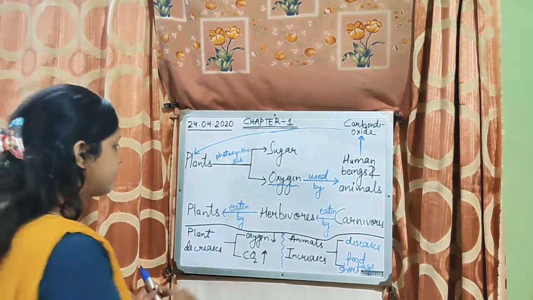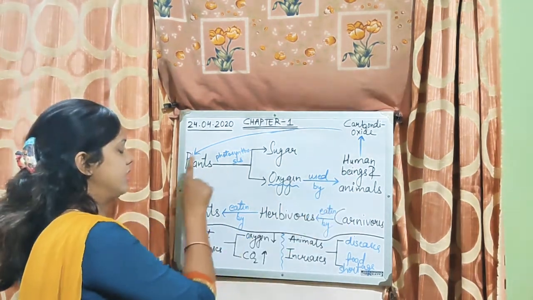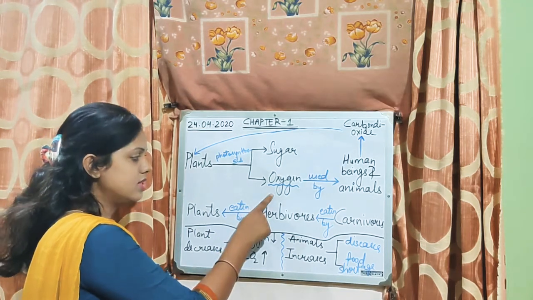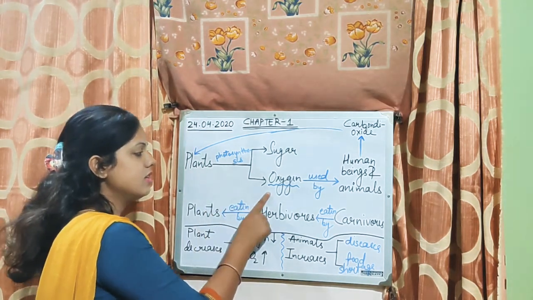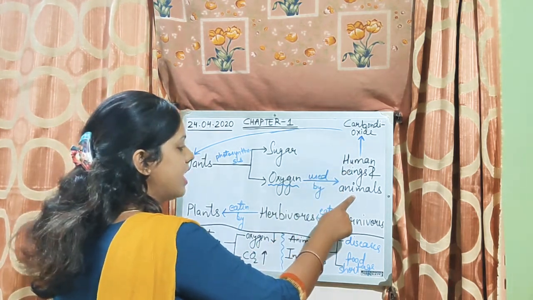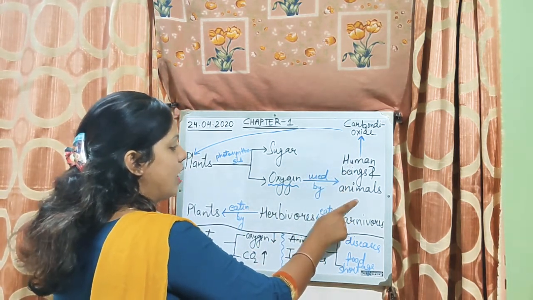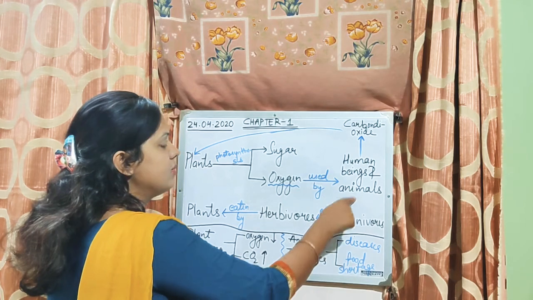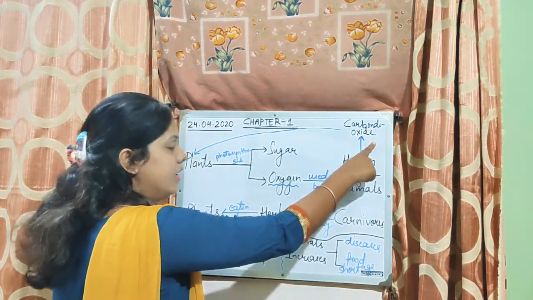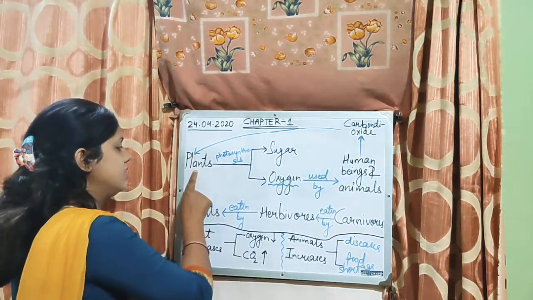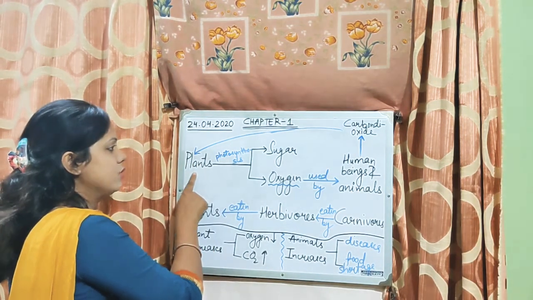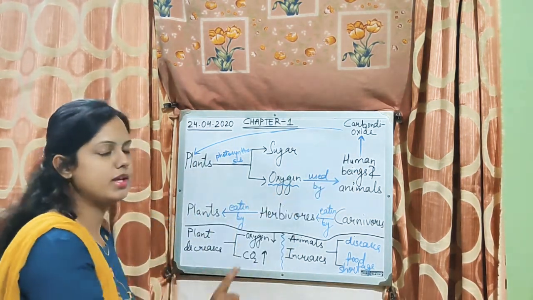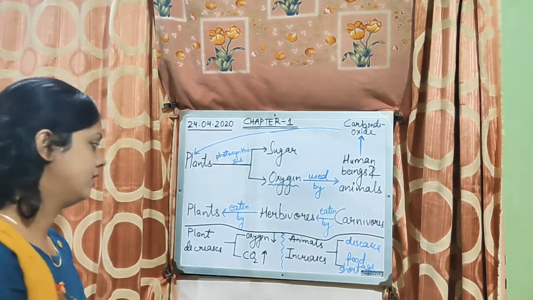Got it? Human beings and animals are dependent on plants for oxygen. Plants give out oxygen during photosynthesis. This oxygen is used by humans and animals for breathing. Now, while breathing, human beings and animals release carbon dioxide. This carbon dioxide is used by plants for carrying out photosynthesis. In this way, plants are dependent on human beings for carbon dioxide.